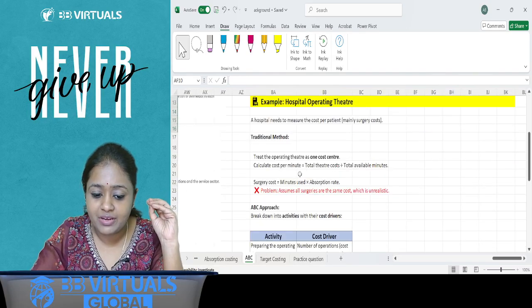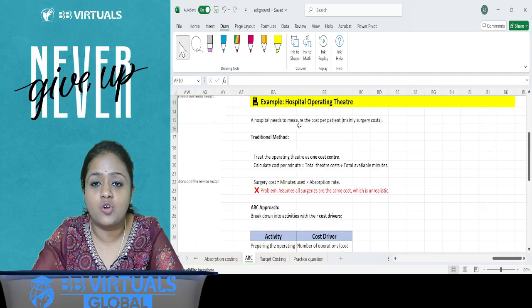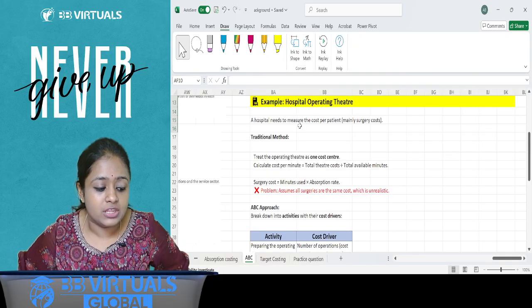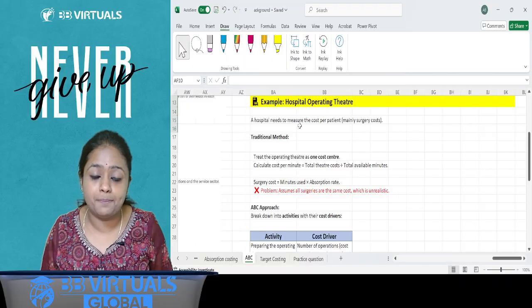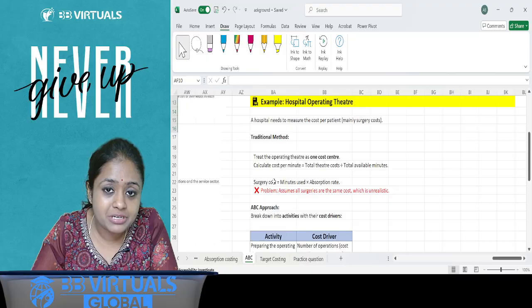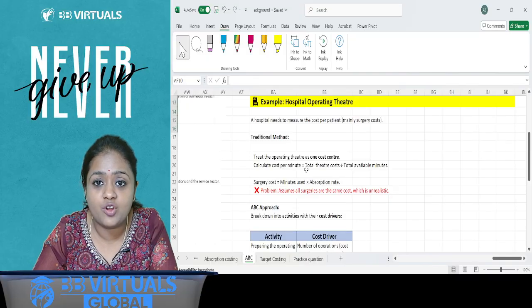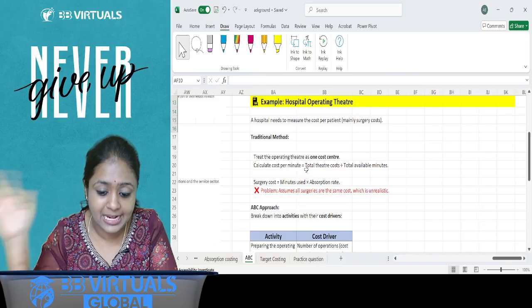Okay, now I have given a quick example. Let's have a look at it. A hospital needs to measure the cost per patient. That is generally the surgery cost, that is, what their cost as a hospital is for the surgery which is taking place per patient. Now here, let's treat the operation theater as one cost center, and there are 6 operation theaters. There will be 6 cost centers.